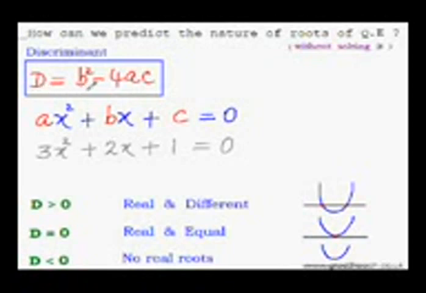So once again, D equals b square minus 4ac. B here is 2, so 2 square is 4, minus 4ac. 4 times 3 is 12, and 12 times 1 is again 12. 4 minus 12 is minus 8. That means D is less than 0, a negative number. So that means that this quadratic equation has no real roots at all.